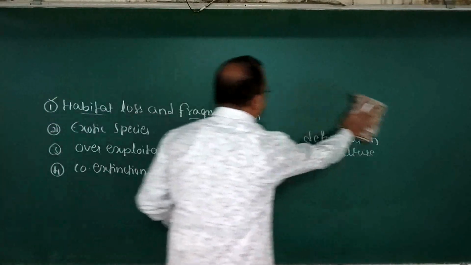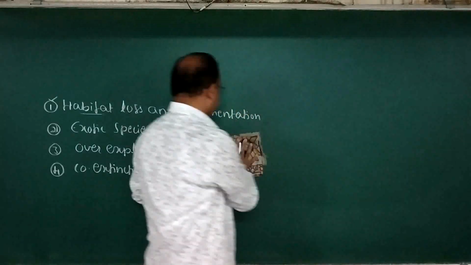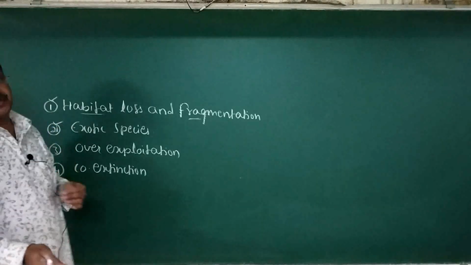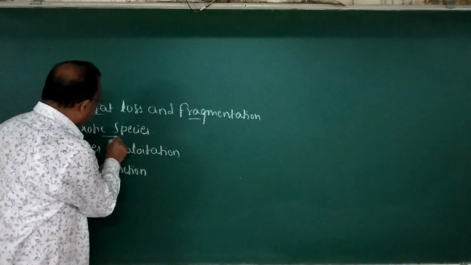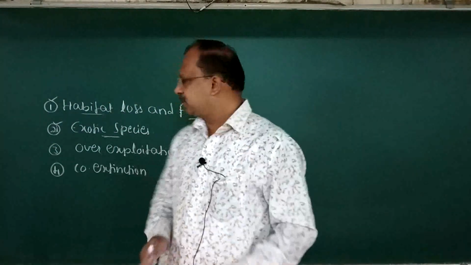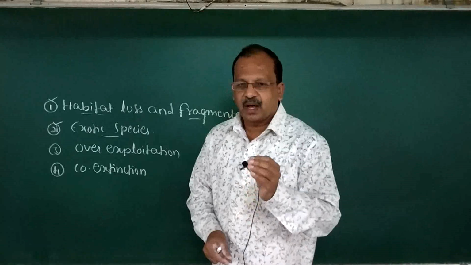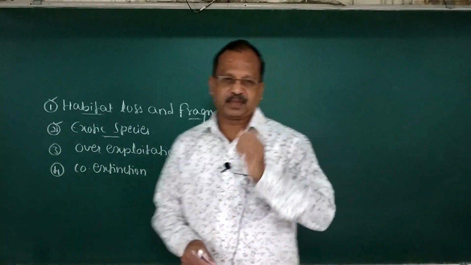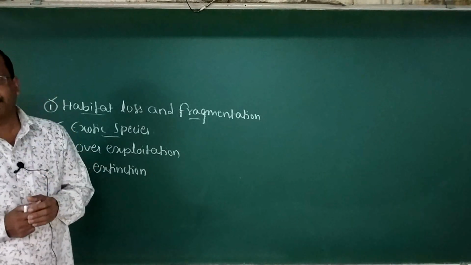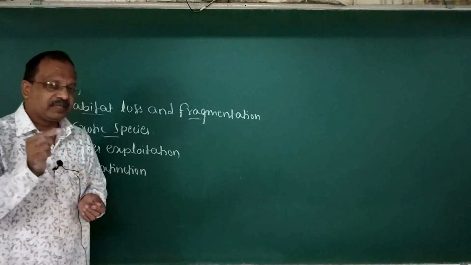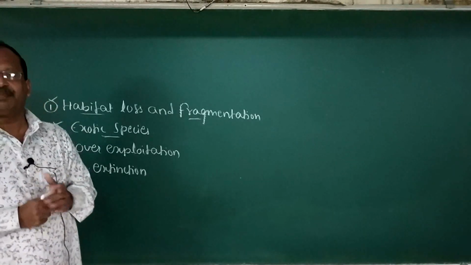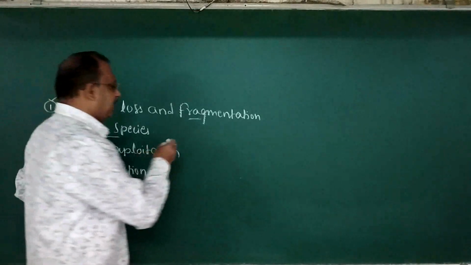Next, second point. Introduction of exotic species, or alien species. Under that, I would like to introduce two examples, because introduction of exotic species will affect both aquatic ecosystem and even terrestrial ecosystem.